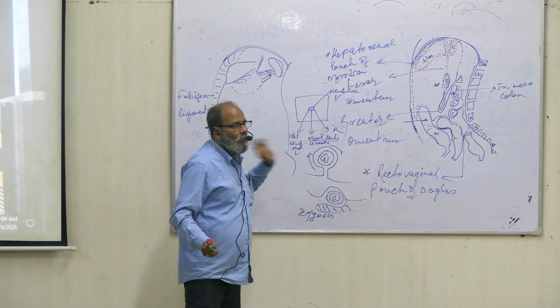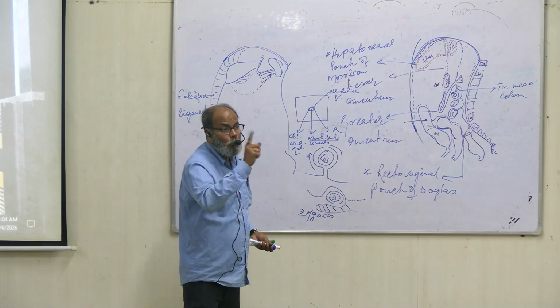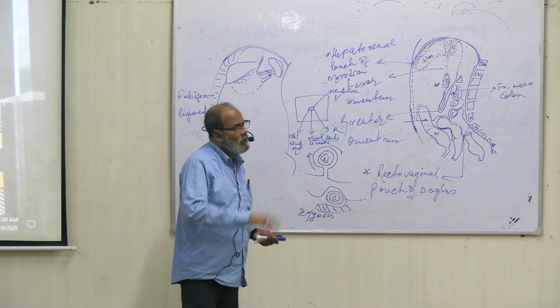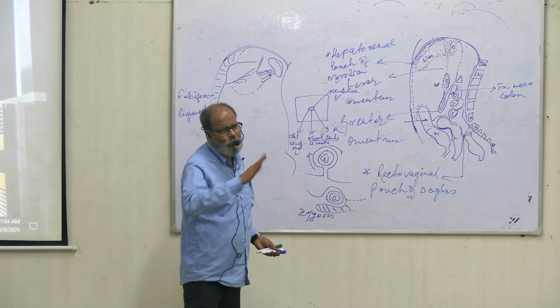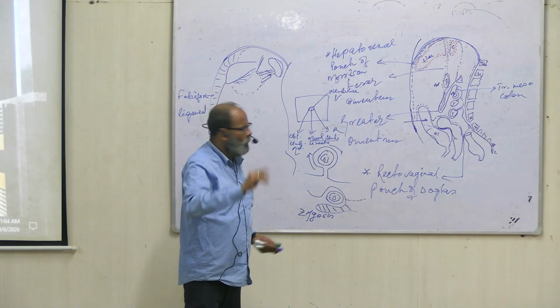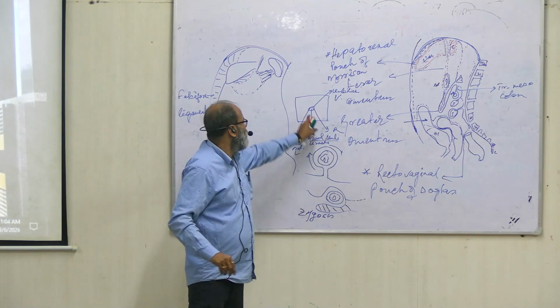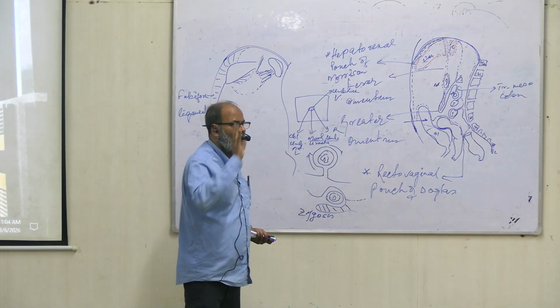And the median umbilical ligament is the urachus. It is the urachus, which has come from the allantois. Just remember this term, I will explain it at the right time. Remember, this is the urachus that has come from the apex of the bladder to the umbilicus. This is called the median umbilical ligament.